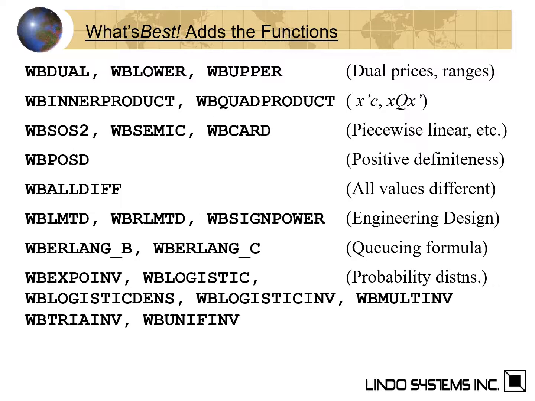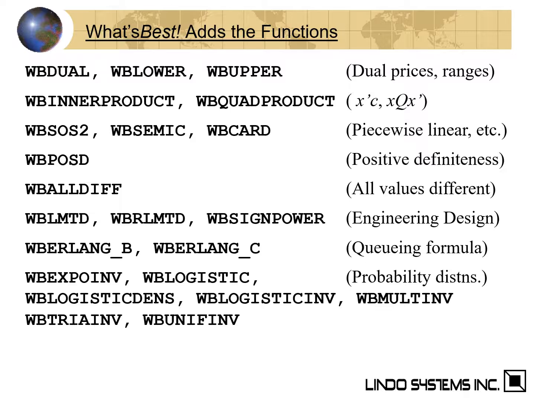Now, What's Best adds some functions of its own to help out with some situations that arise when you're doing optimizations frequently. So, for example, if you're solving linear programs, you frequently like to see what the dual prices are. You'd like to have these dual prices placed wherever you'd like in the spreadsheet. You can do that with the WB dual function. So you just plug that in the spreadsheet wherever you want the dual price to appear, and it will appear.